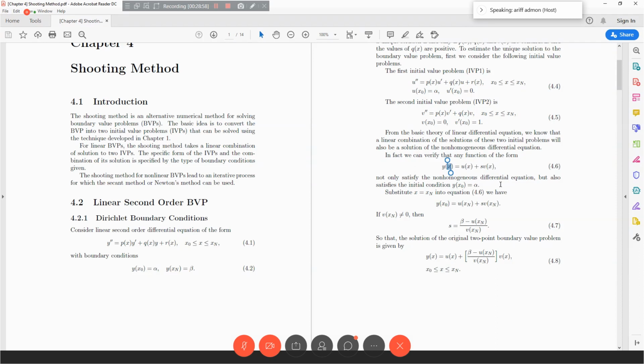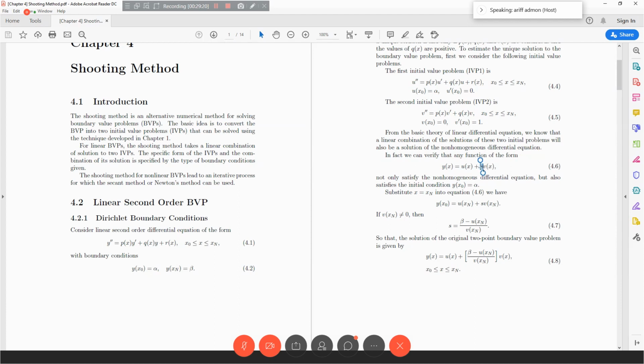That is regarding your first boundary condition. How about the second boundary condition, which is y(xN) = beta? We will use this y(xN) to determine the value of S.